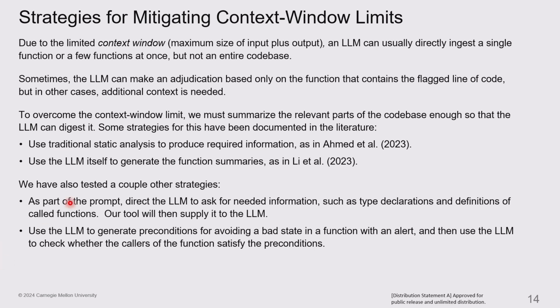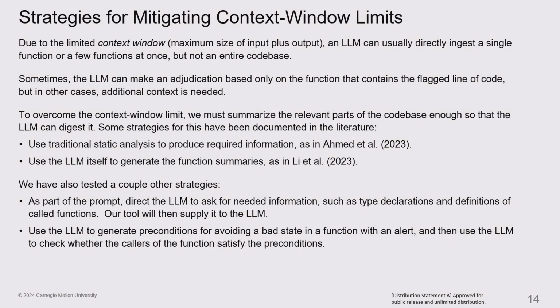We've also looked at a few other options. One option is to just ask the LLM to ask us to give it the information that it needs. For example, if it needs type definitions, or the definitions of functions that are called from within the function that it's analyzing. So we can give it a few options that it can ask us about, and then we can supply that information. And it's not like us personally doing this, we would have some tool that would do that.